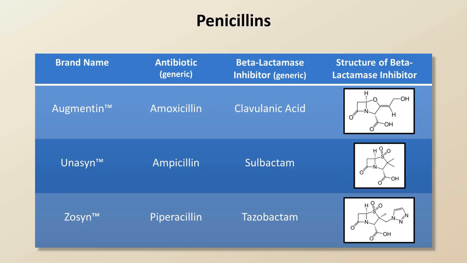The addition of the beta-lactamase inhibitor significantly increases the spectrum of activity of these drugs so that they can be used against bacteria which are commonly resistant to the penicillin antibiotic alone.